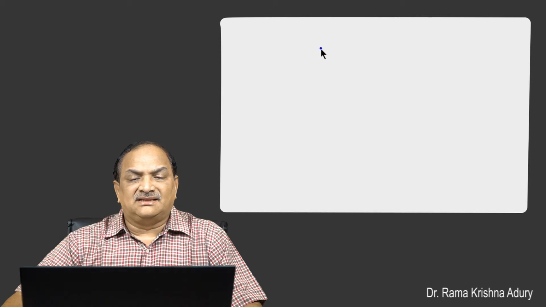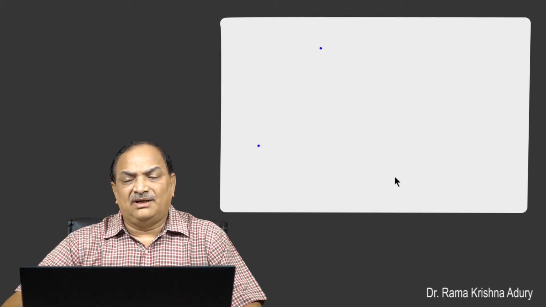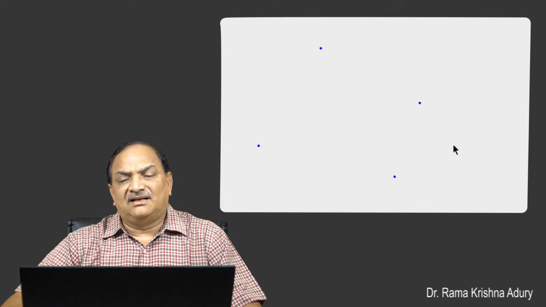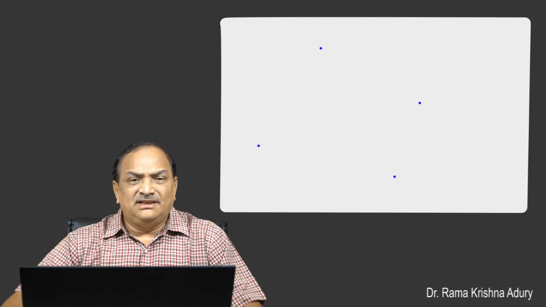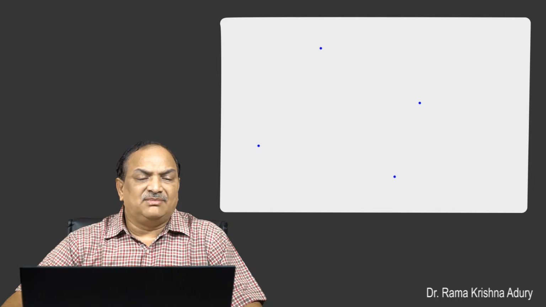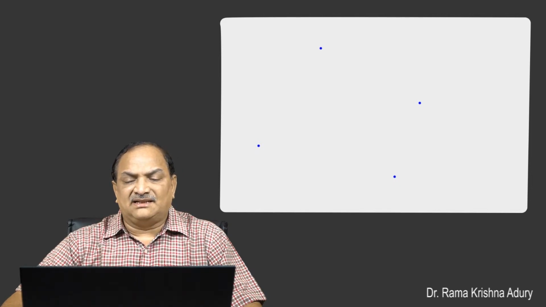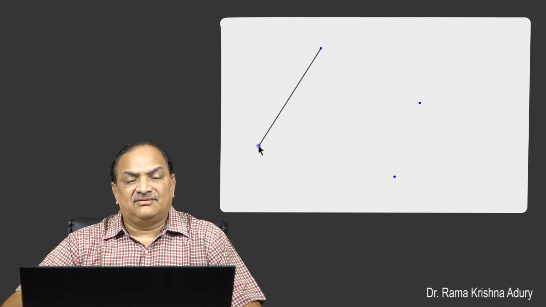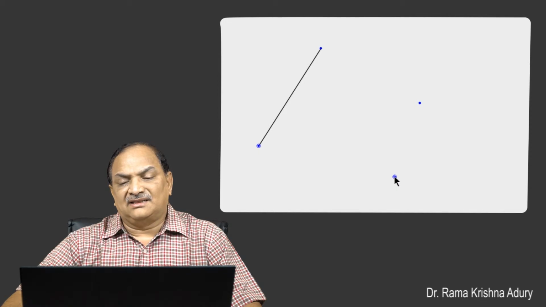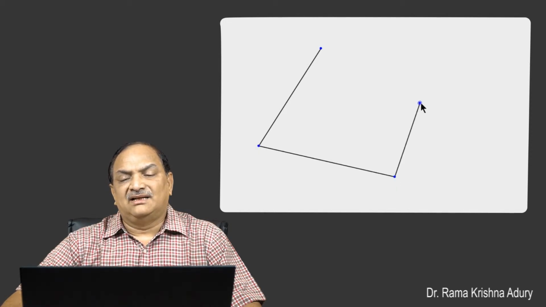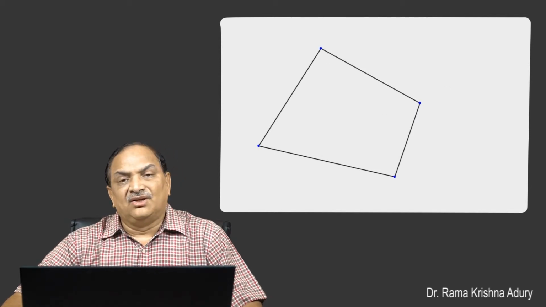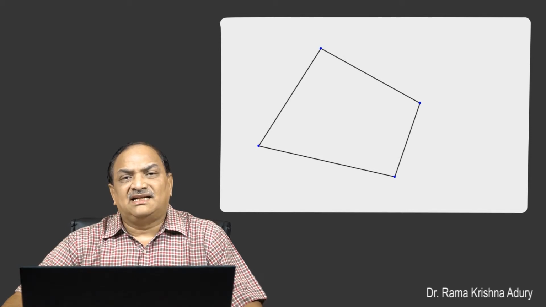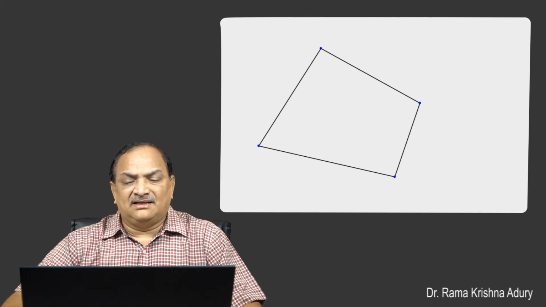Let me take now say some points, and this is my first point. Here is the second point. Here I have the third point, and now I have the fourth point. And I join these points using line segments, and let me construct a quadrilateral. A quadrilateral is constructed.